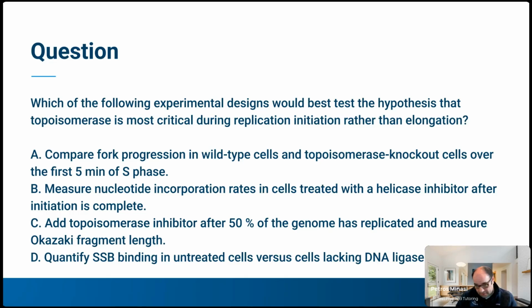But answer choice A is perfect, right? If you say, okay, I'm going to compare that fork progression during the first 5 minutes of the S phase, I'm going to be able to tell you whether or not that topoisomerase is going to be critical or not, because I've got these two groups, right? I've got group 1, group 2. Group 1's got everything. Group 2 has no topoisomerase. Let me see after 5 minutes where we are as far as those replication forks. Let me draw a comparison between the two.